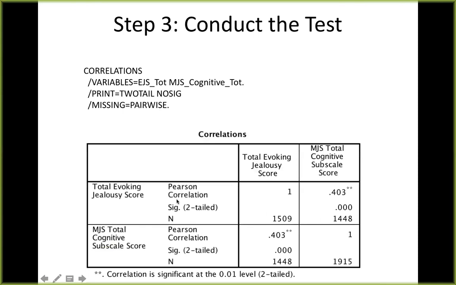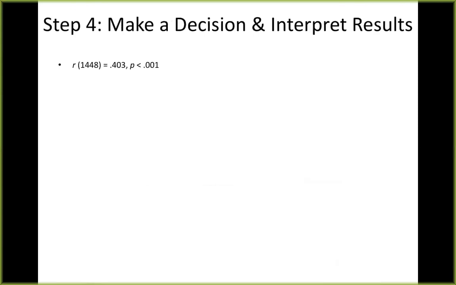So we go over here to evoking jealousy and we look at the correlation with that and the cognitive jealousy. And we see that the R is 0.403. This is the degrees of freedom that we use, this 1448. And that tells us that P is less than 0.001. So we do have a statistically significant correlation there, and it gives us the asterisk to let us know that. And then we can interpret that.